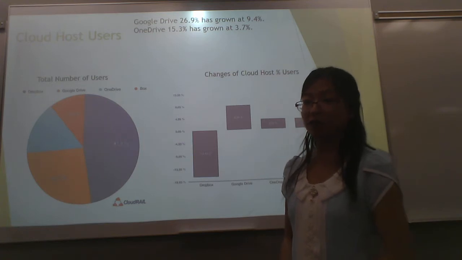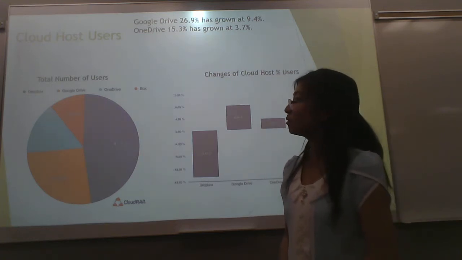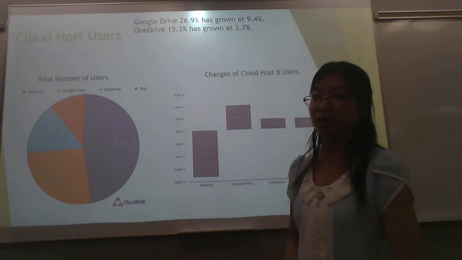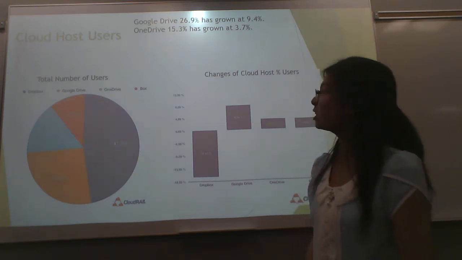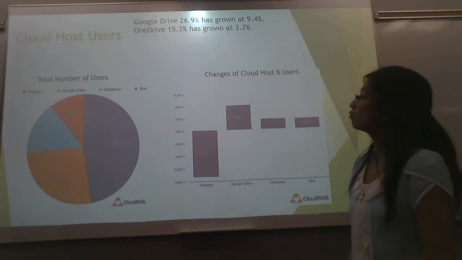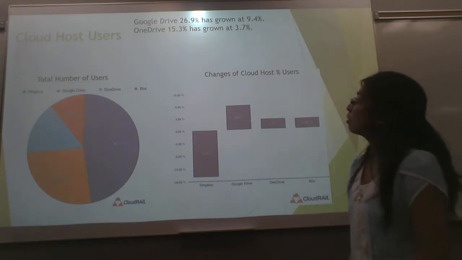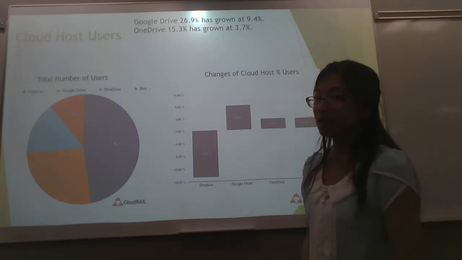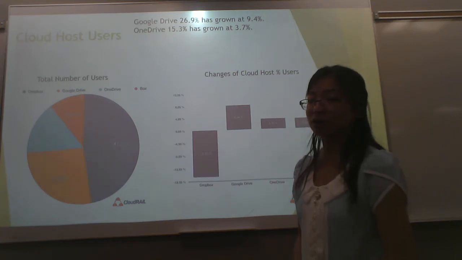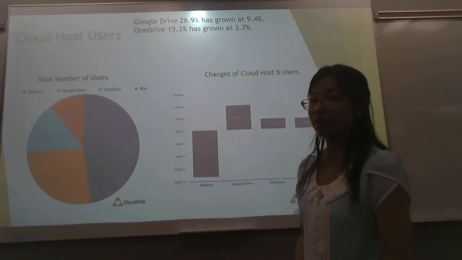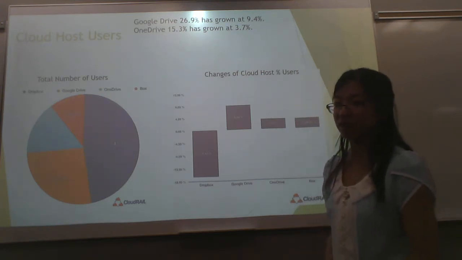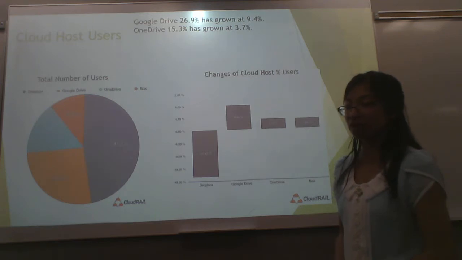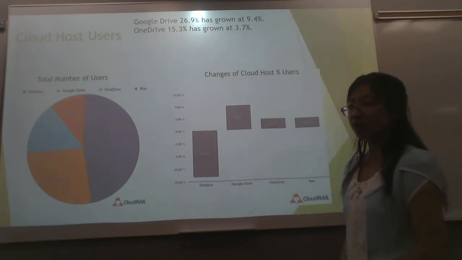Indicated in the pie chart over there, it represents the number of users in a 12 million study. You can see that 26.9% of 12 million represents Google Drive. OneDrive takes up 15.3% of that 12 million. That, in accordance to the entire population of 12 million, isn't very big. However, if you compare it and use it in the bar graph over here, it becomes fairly significant.